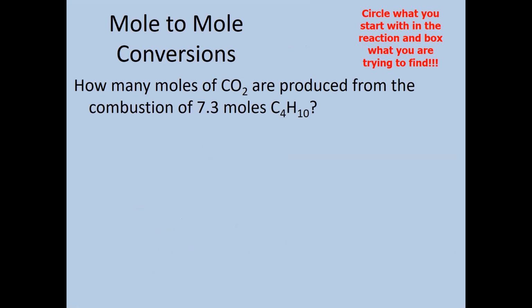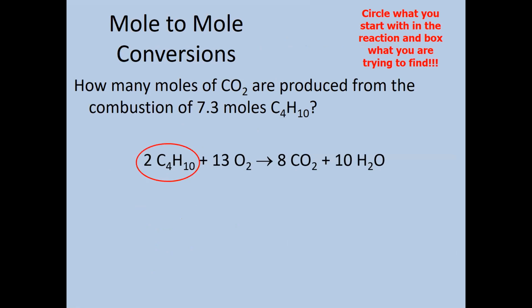Now remember, combustion means O2 is a reactant, and we're going to make water and carbon dioxide. So there's our balanced reaction, okay? Now it says up in the top right, we're going to circle what we start with, and we're going to box what we're trying to find. That's just so we can have our visual in our reaction itself.